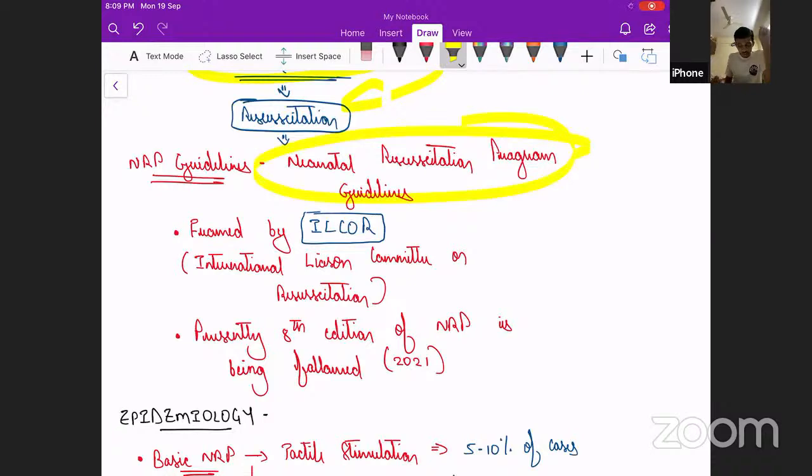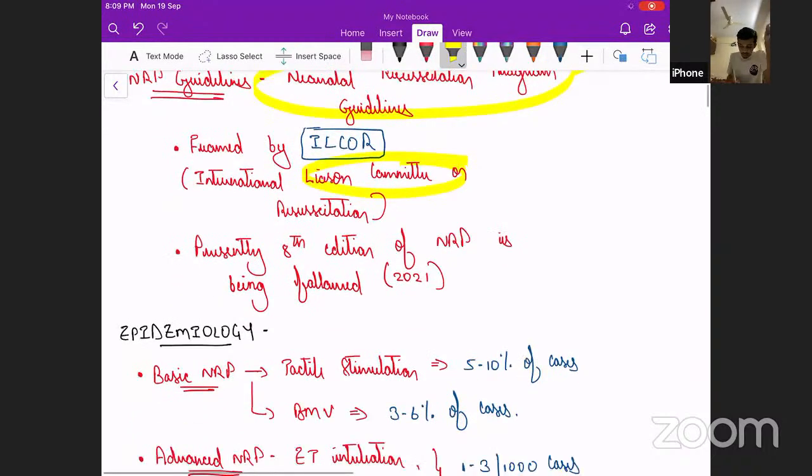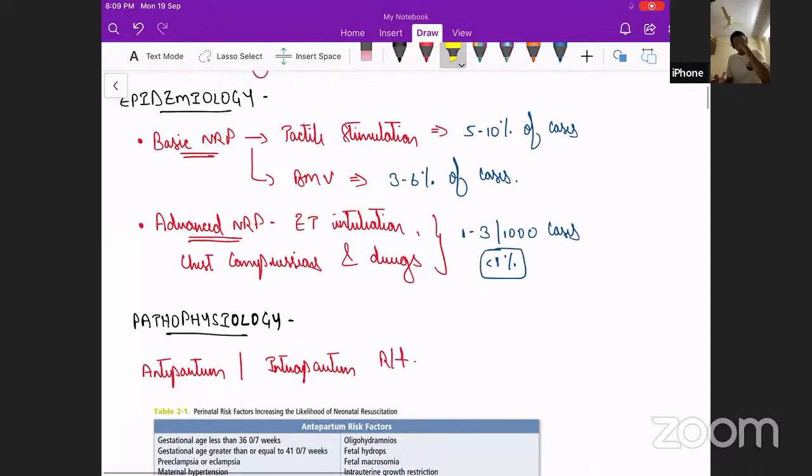The body which gives this is called ILCOR, the International Liaison Committee on Resuscitation. This is the body that comes up with these guidelines, and presently the 8th edition of NRP is being followed. Next, coming to the epidemiology.